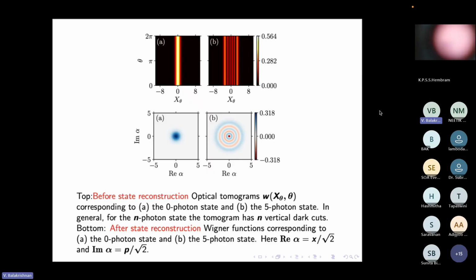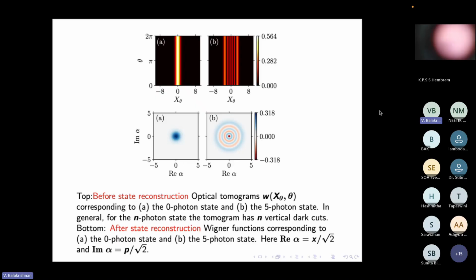Now, the Wigner function is a plot with imaginary alpha on the y-axis and real alpha on the x-axis, where alpha is a complex quantity. Real alpha is related to x and imaginary alpha is related to p. Corresponding to the zero photon state, you just have a spot in blue, which is circular. But corresponding to the 5 photon state, you have these concentric rings and you can count 5 rings. So what were vertical cuts in the tomogram have simply translated to rings in the Wigner function.